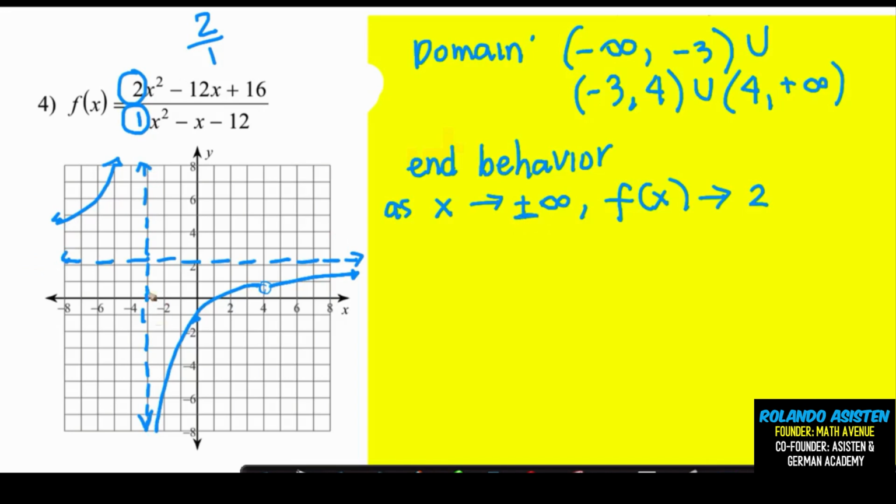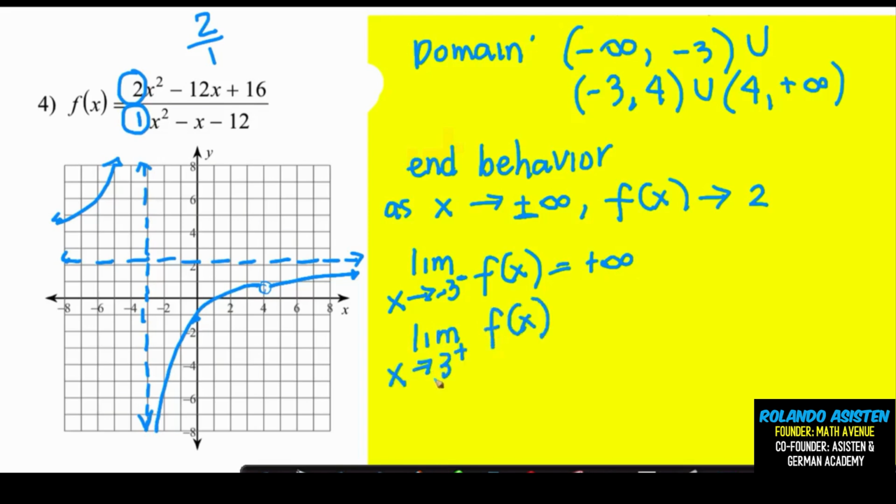And then the behavior at the vertical asymptote: the limit of f of x as x approaches negative 3 from the left is positive infinity. The limit of f of x as x approaches negative 3 from the right is negative infinity. And of course, the vertical asymptote is x equals negative 3. The horizontal asymptote is y equals positive 2.